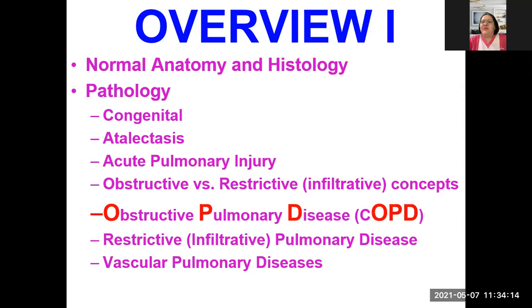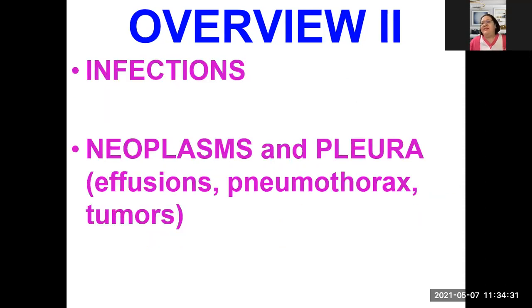We will first start with congenital lung diseases, atelectasis, acute pulmonary injury, obstructive versus restrictive lung diseases, and of course COPD, restrictive pulmonary diseases, and vascular pulmonary diseases. And then part 2, we will be discussing infections and neoplasms and the pleura. So this will involve discussions on effusion, pneumothorax, and tumors. So we have part 1 and then part 2.